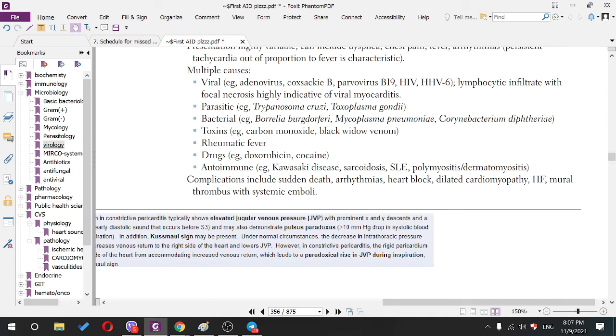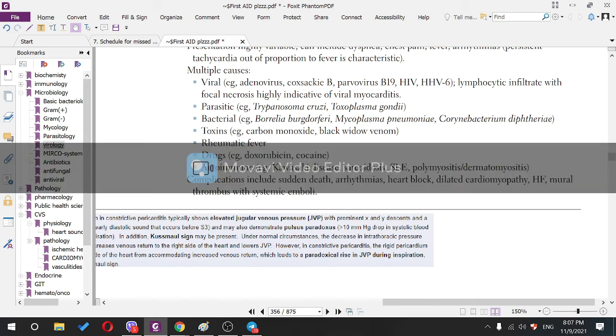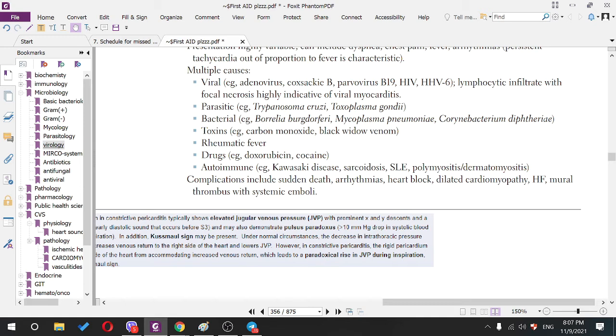Mycoplasma pneumoniae can also be a cause of myocarditis. Remember, this organism does not have a cell wall, so you cannot use penicillin against it. You must use something that works inside of it, like a macrolide. Corynebacterium diphtheriae, it almost does not exist anymore, this one.